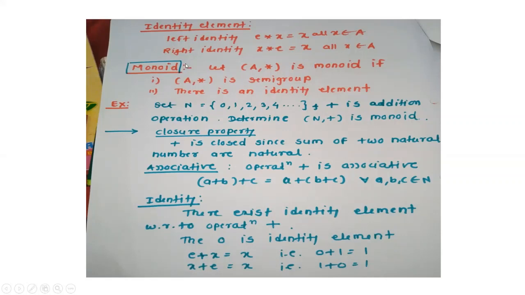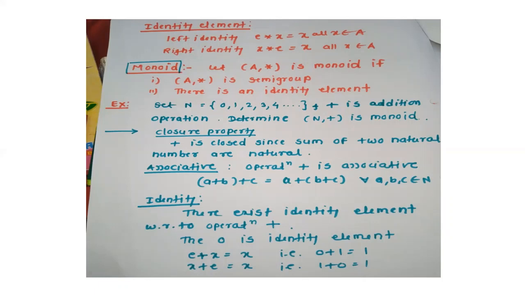So next is a monoid. Let (A, star) be a monoid if (A, star) is a semigroup and there is an identity element. So let us see the example. N is equal to 0, 1, 2, 3, 4 up to infinity, and plus is the addition operation. Determine whether (N, +) is a monoid. So we have to satisfy three properties: closure property, associative property, and identity.